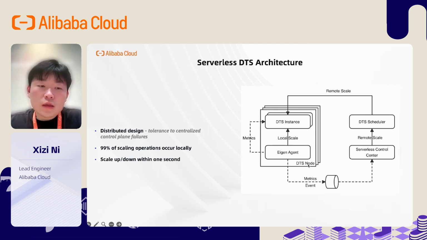If the DTS node is out of resources, the DTS scheduler will do the remote scaling and transfer this DTS instance from this node to another. This distributed design allows DTS to remain resilient even if the centralized control plane fails, which I think is a critical capability for any serverless system. With the help of the DTS scheduling algorithm, 99% of the scaling operations occur locally, and both scale up and down will complete within 1 second.